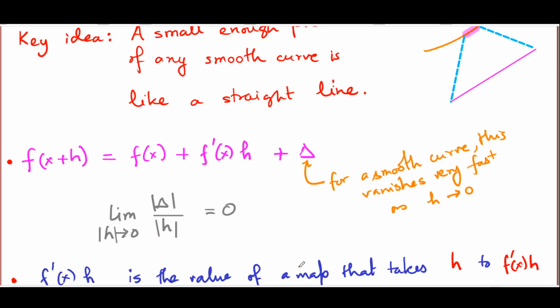Now when I am saying that a smooth curve looks like a straight line, at least a small enough piece of it does, what we really mean is that this delta vanishes very fast as h goes to 0. And what that actually embodies is this concept. If you take the magnitude of delta and divide that by the magnitude of the amount by which you are moving, that is h, this ratio has to vanish in the limit in which mod of h goes to 0.